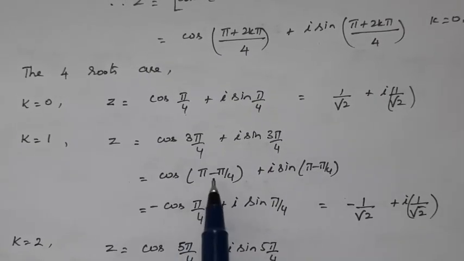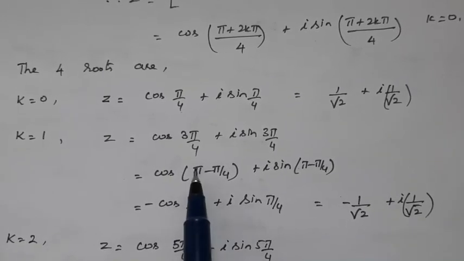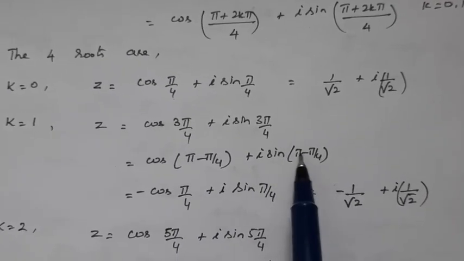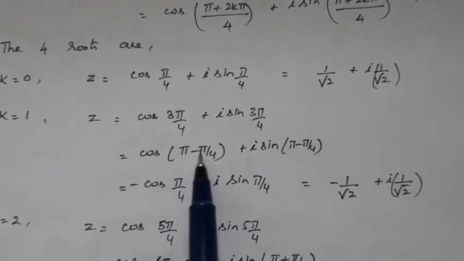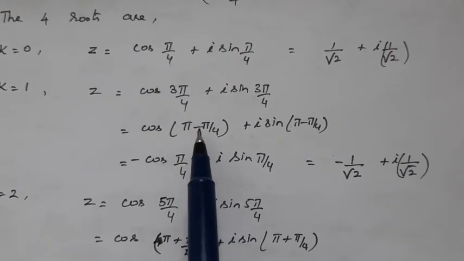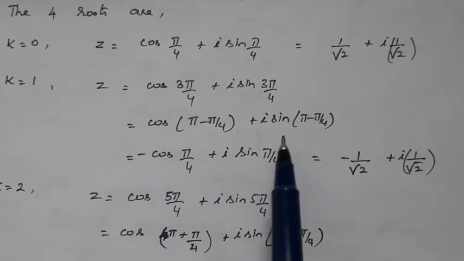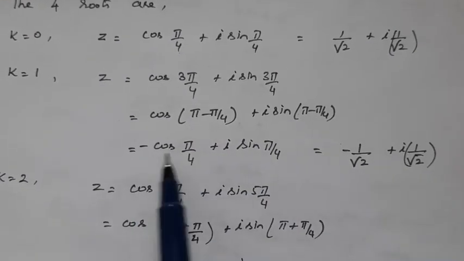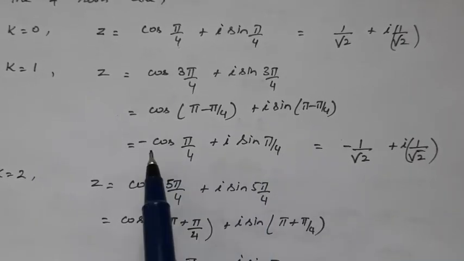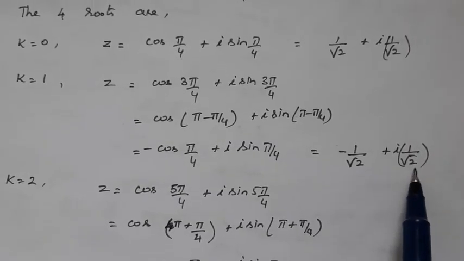So what is 3 pi by 4? We can split it as pi minus pi by 4, that is 4 minus 1 is 3, so pi minus pi by 4, and here also split it as pi minus pi by 4. Now pi minus pi by 4 means this angle lies in which quadrant? Second quadrant. In the second quadrant, cos is negative and sin is positive, so minus cos pi by 4 plus I sin pi by 4. Again replacing the values of cos and sin of pi by 4, we have minus 1 by root 2 plus I into 1 by root 2.